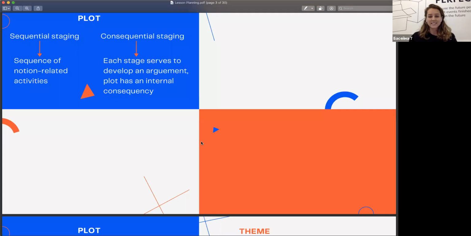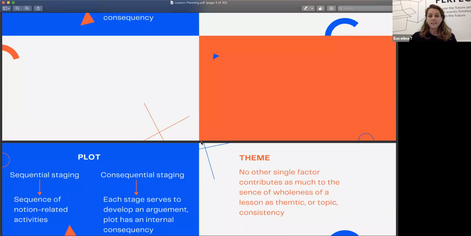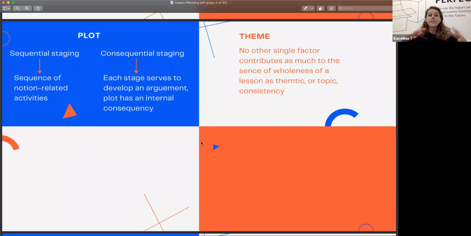Let's move on to the next part, which is theme. Basically, theme is what the whole lesson is about. It's the topic of the class. And I personally believe that there is no other single stage in lesson planning more important than the theme, because it creates the sense of wholeness of the class. That is the consistency of the class.